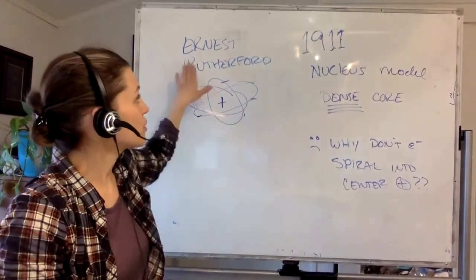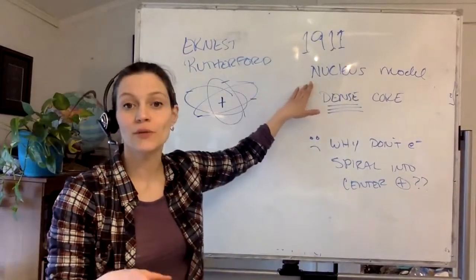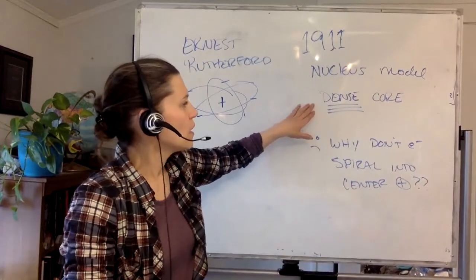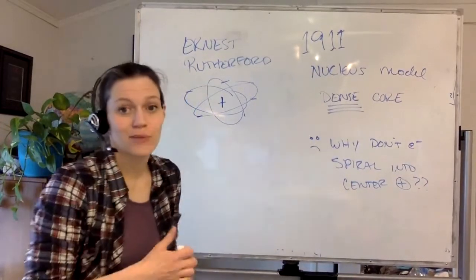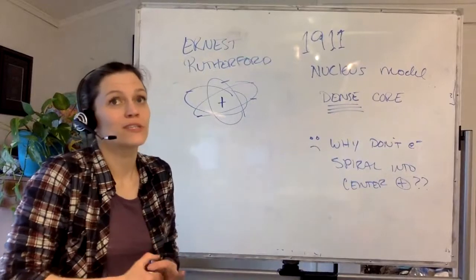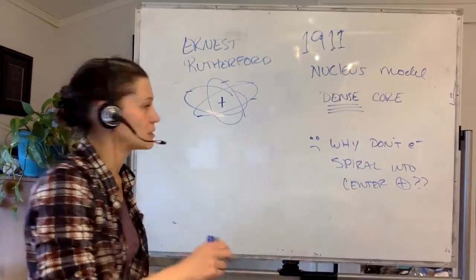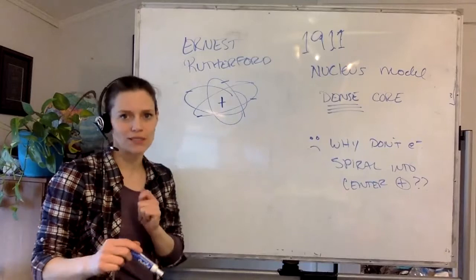Okay, so Ernest Rutherford, 1911, he introduces the nucleus model, which has the nucleus as a dense core. And there's a problem with it because it doesn't help us understand why electrons don't spin into the center. But let's talk about how he made this discovery.